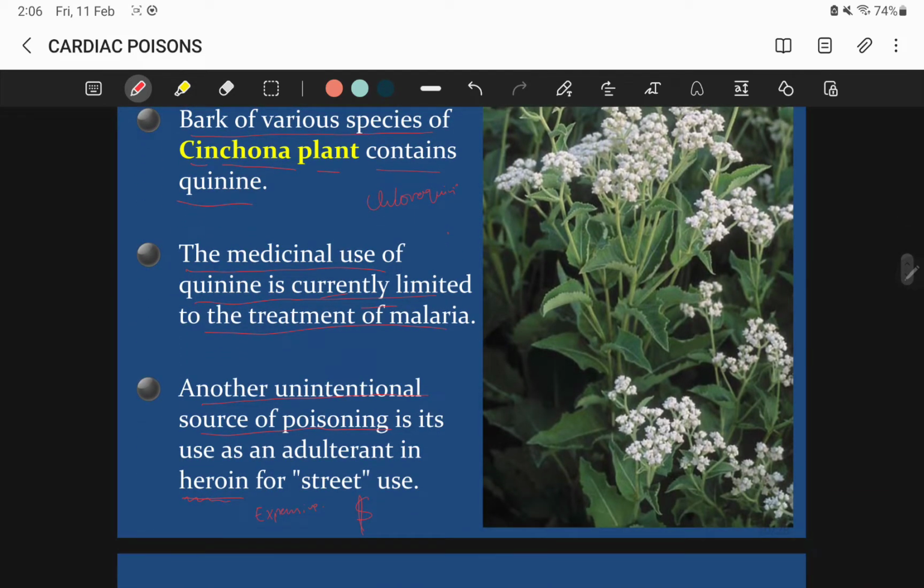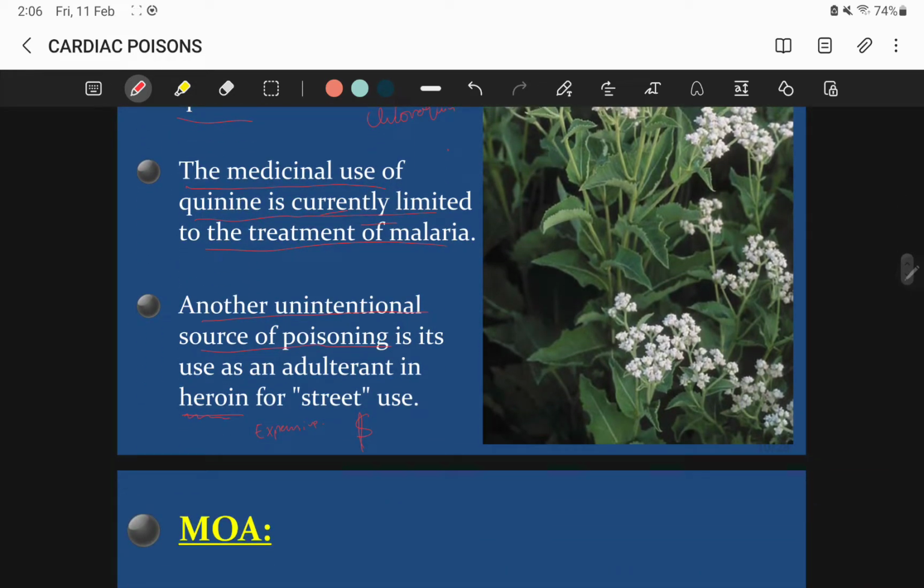And another unintentional source of poisoning is its use as an adulterant in heroin for street use. Okay, so what some people do, like all these heroin dealers, for example, is they want to make more money from less heroin.